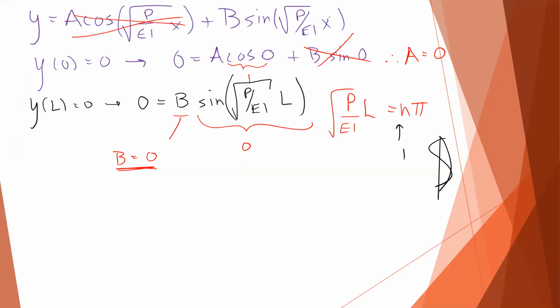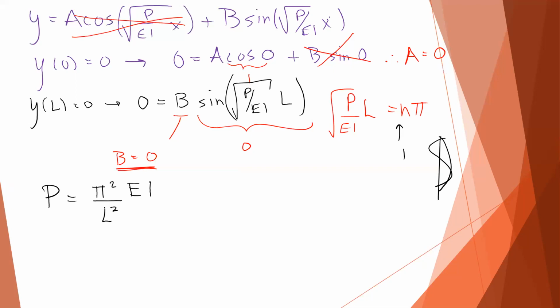L, E, and I are defined by the problem. If we have a specific member, we already know what those are. Pi is always known. So the only thing unknown in this is P. So we can solve for P, and we say that P becomes pi squared over L squared times EI.